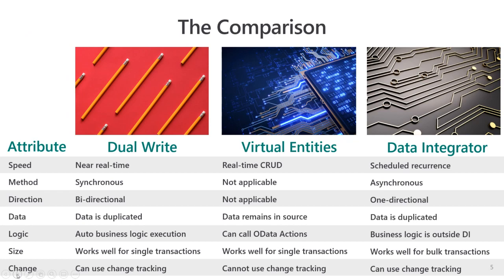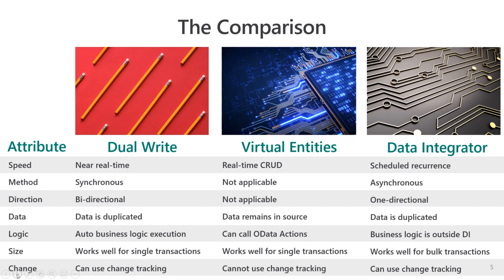But when I use dual-write, bidirectional means that I can update those records in either finance and operations or in the common data service. But when we think about the data integrator, it is only one directional. For each particular entity that you're working with, you can only synchronize that entity in one direction, either from finance and operations to the common data service or vice versa, from the common data service into finance and operations.